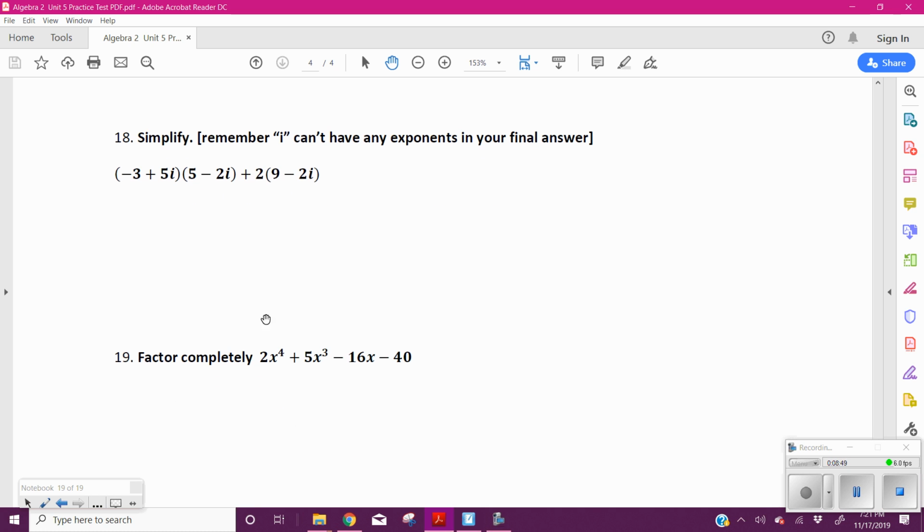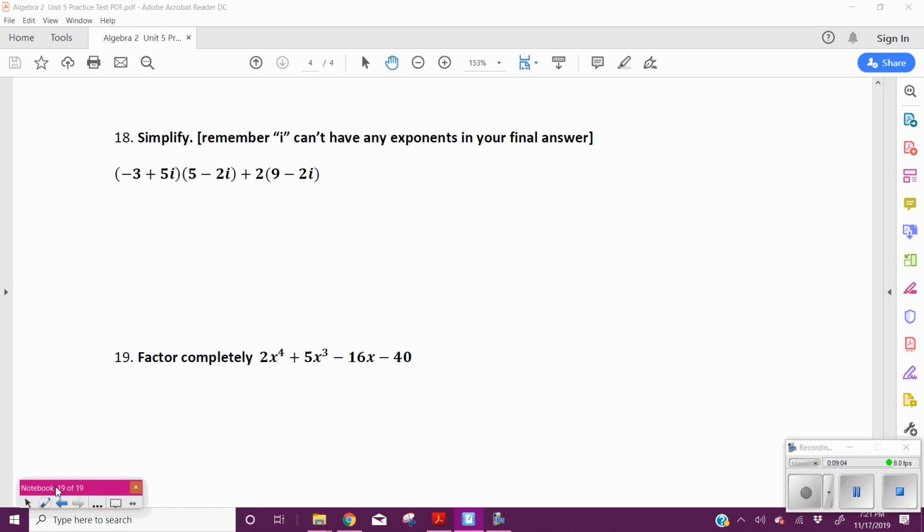Number 18 wants us to simplify where i is involved. The first two parentheses have nothing in between, so we're first going to need to multiply those, get a result before we can move on. So to multiply the first two parentheses, I recommend using a box.